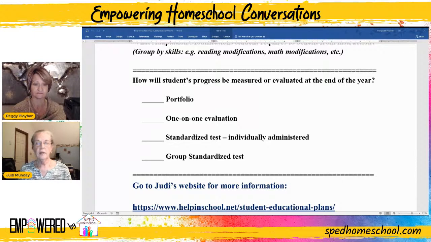Exactly. A lot of students don't do well in groups, so test them one-on-one. You can have a standardized test, which is a little different. The one-on-one evaluation may be you said the child can do X, Y, and Z, and you just see that they can do it. I had a mom with a child who was extremely hyperactive and autistic, and he would not perform for me.